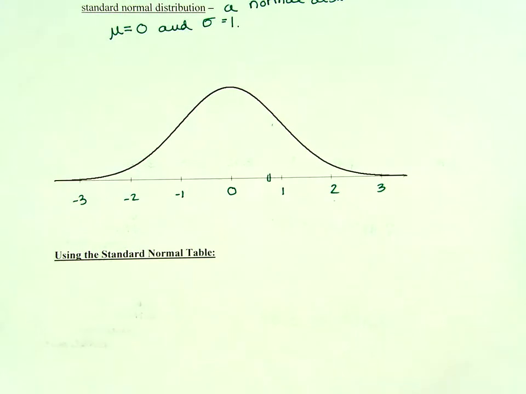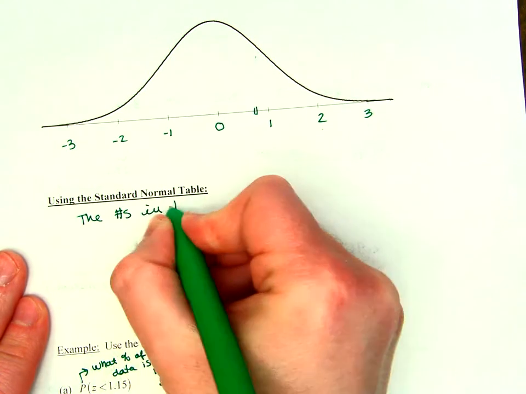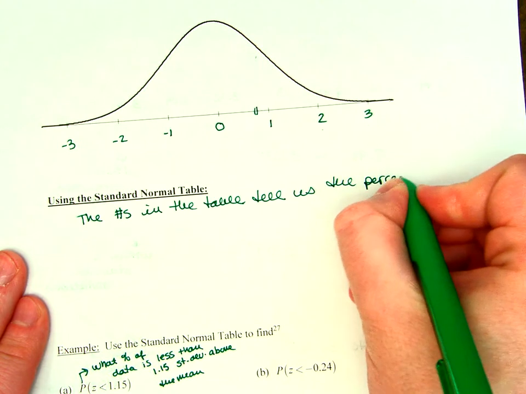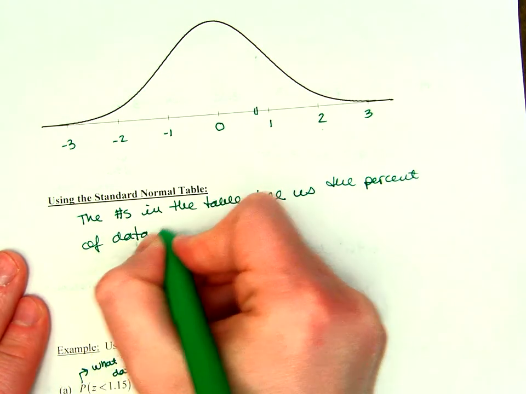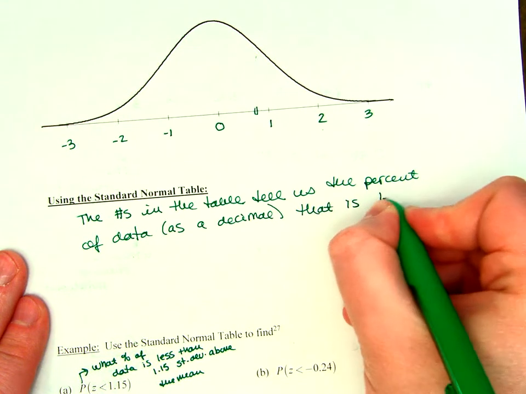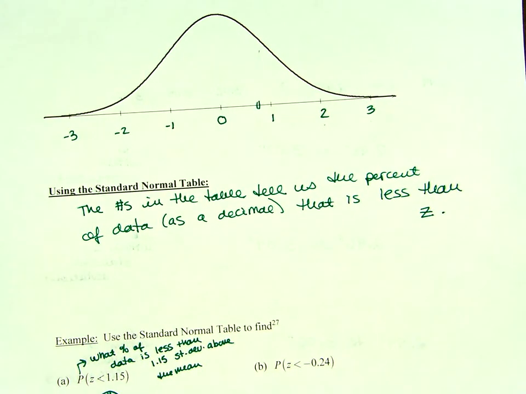Let me write that down. That standard normal table, the numbers in the table tell us the percent of data, as a decimal, that is less than z. Our standard normal table tells us the percent of data as a decimal that is less than our particular value z. So in letter A, I want to figure out the percent of data that is less than a z value of 1.15. I can use the table to figure that out. Here's how I can do that.